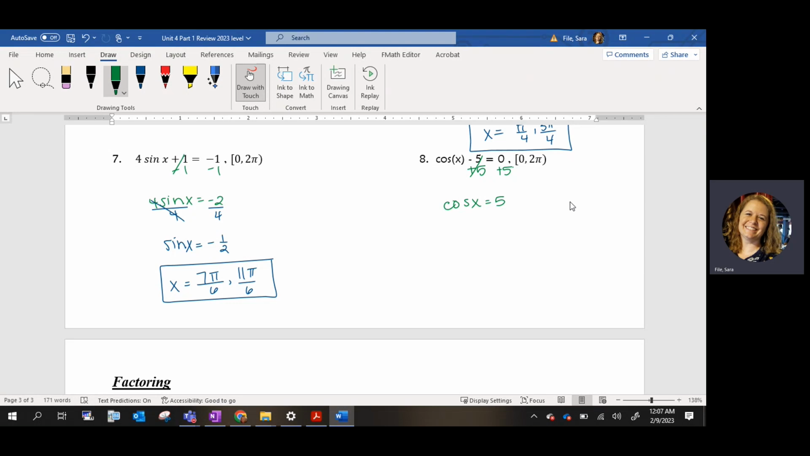If you think back to graphs of trig functions, which we did in Unit 3, you should hopefully recall that this is the cosine graph, or at least one cycle of it. And the highest that it goes is 1, and the lowest that it goes is negative 1. Cosine's range is negative 1 to 1. So 5 is not in that range. 5 is way up here off the screen actually. So cosine is never that high. So this one has no solution.